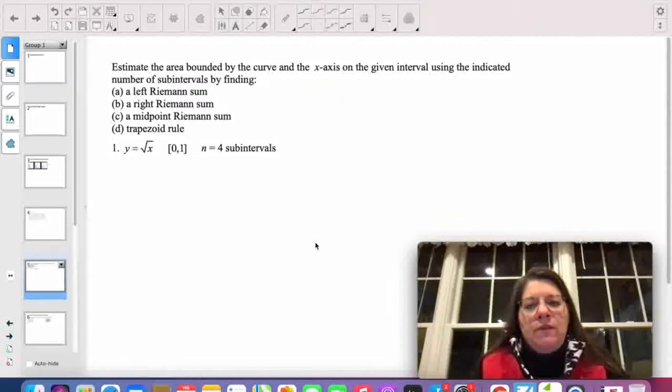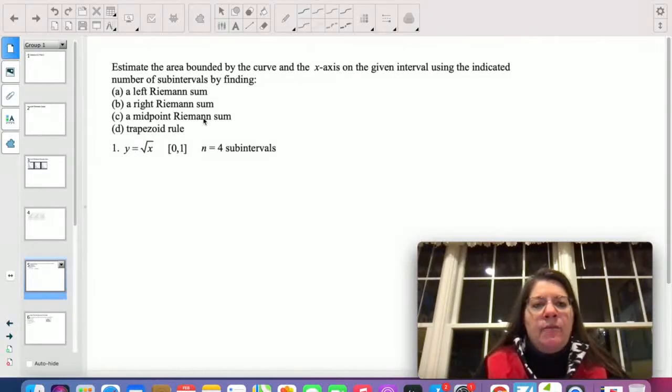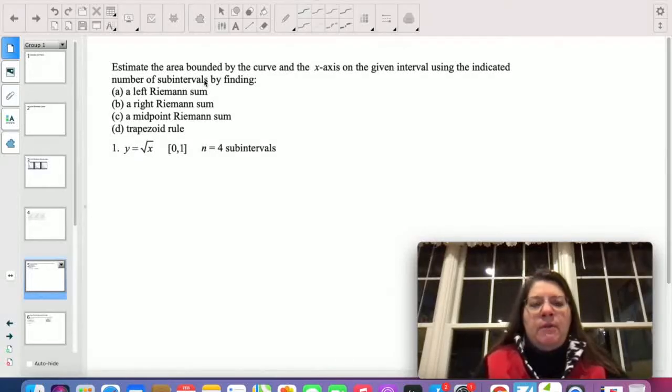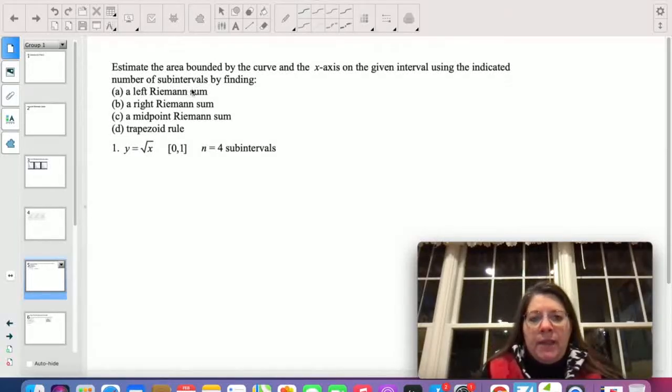So we're going to do this same example that we did in the first part of this section with left and right hand Riemann sums. We're going to estimate the area bounded by the curve and the x-axis on the given interval using the indicated number of subintervals. We already found the left Riemann sum and the right Riemann sum. In this section, we're going to find the midpoint Riemann sum. So I'm going to go to the whiteboard and do this one for you. And you can put that in your notes.